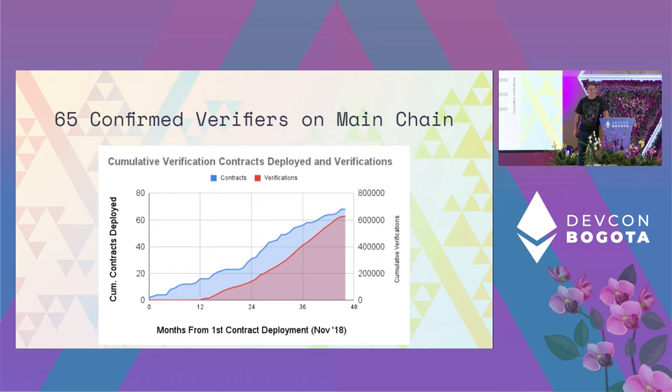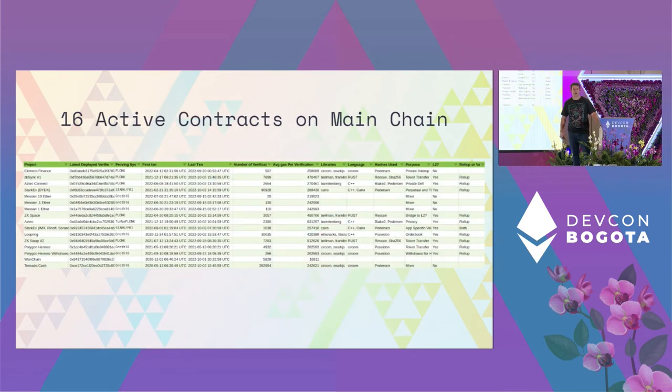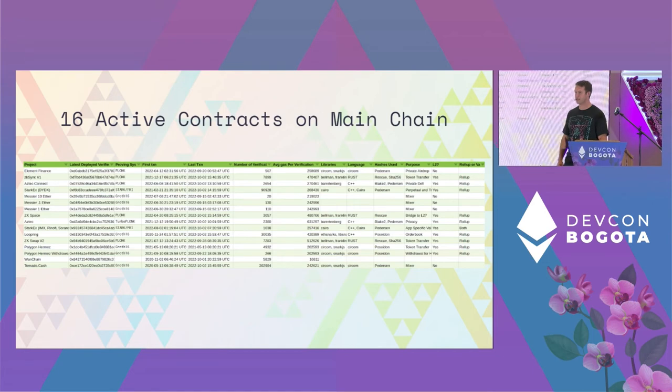Essentially, there are about 65 confirmed verifiers on mainchain. There are probably a few more, maybe 30 more, that are not verified public contracts. Those 65 confirmed verifiers have done over 600,000 verifications. Of those, about 16 are still active. That's active according to me, and some of them are very minor projects. If you're trying to squint, it's because I made it small, so you'd have to go on the GitHub at some point, so sorry.